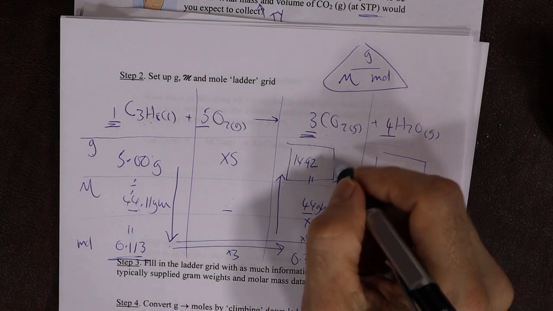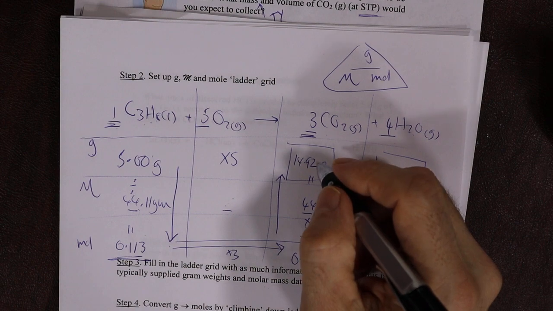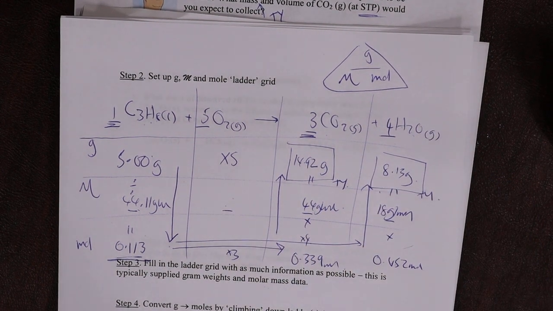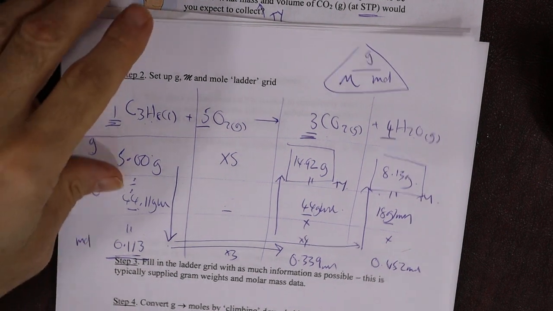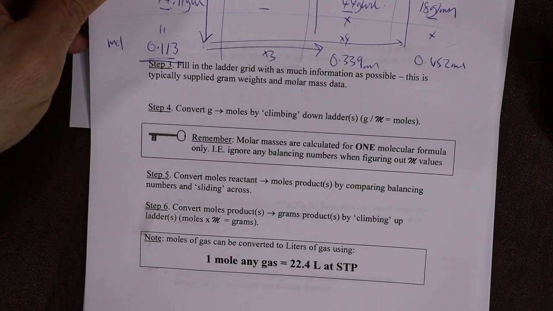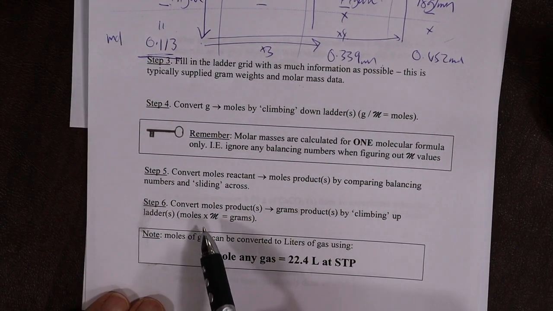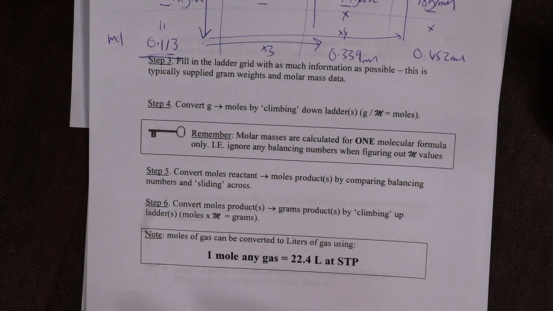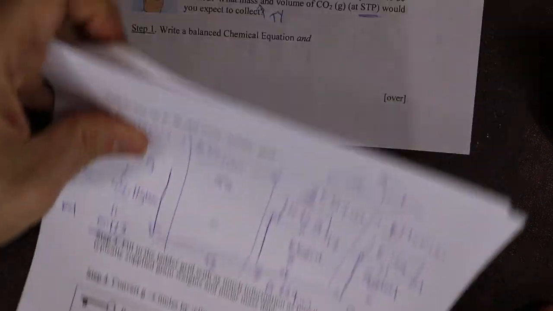14.92 grams, 8.13. Maybe some rounding in there somewhere. So that's your first example of a slides and ladders. All right, just to finish off the question, let's just read back. Let's go back.